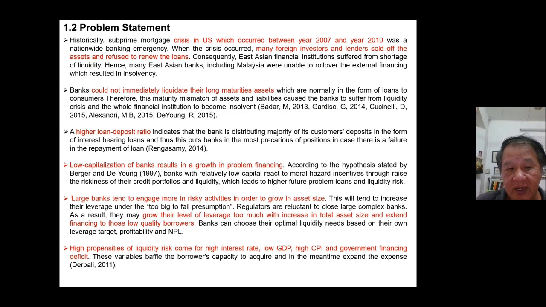Another issue is a high loan deposit ratio, which is also one of the issues on liquidity ratio. And if the bank has low capitalization, it results in growth in problem financing. The following problem is that large banks tend to engage in more risky activity in order to grow their assets. In Malaysia, we have Maybank and CIMB, which are the large banks. And lastly, a high propensity of liquidity risk comes from high interest rate, low GDP, high CPI, and also government deficit financing.